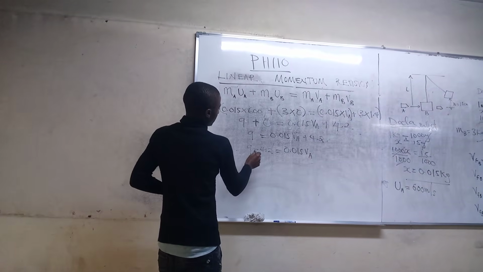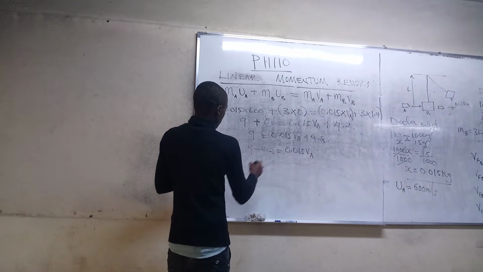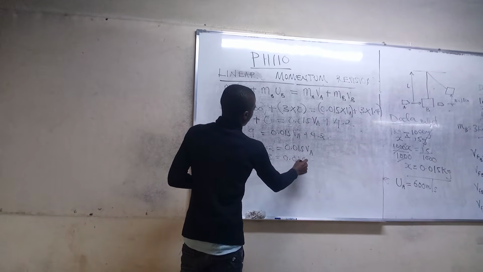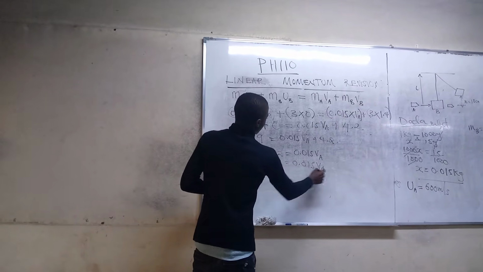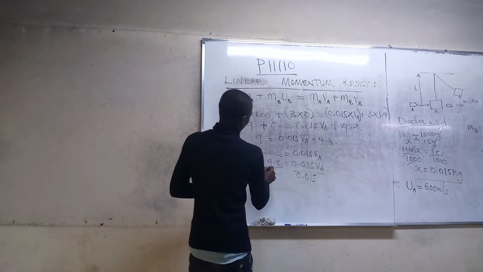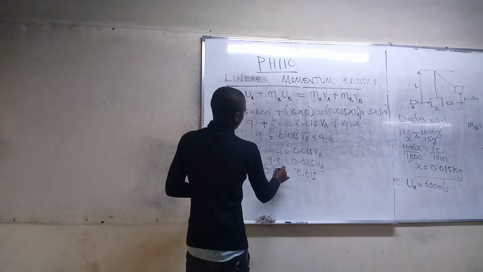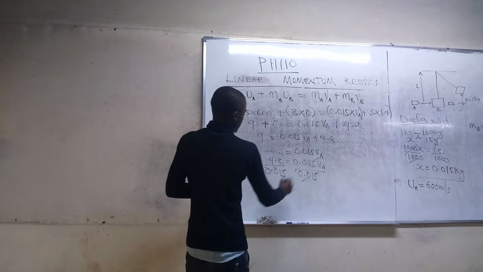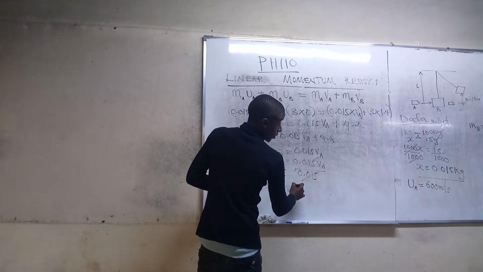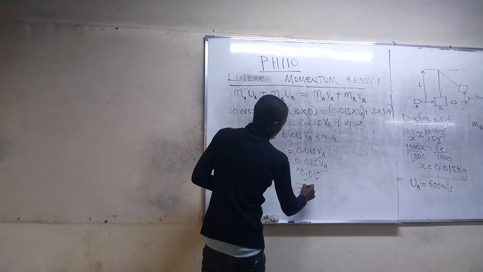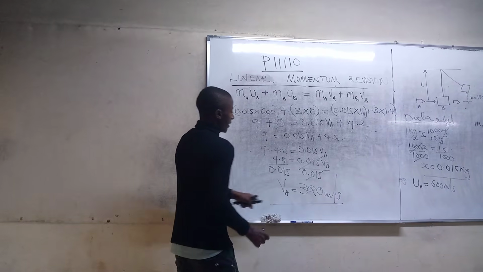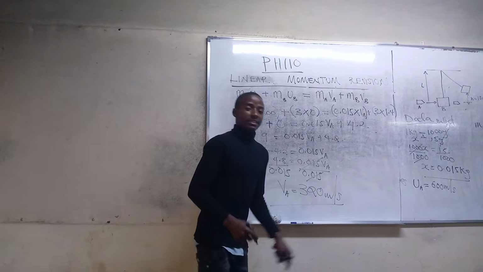So what is 9 minus 4.2? 4.8 equals 0.015 VA. Divide both sides by 0.015 over 0.015. So you are getting your final velocity of the bullet to be 320 meters per second. So this is the final velocity of the bullet after it emerged from the block.